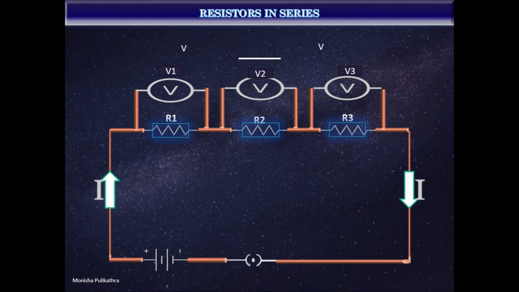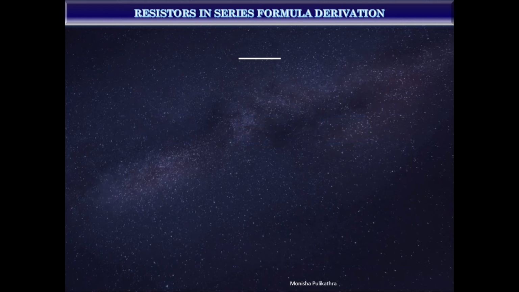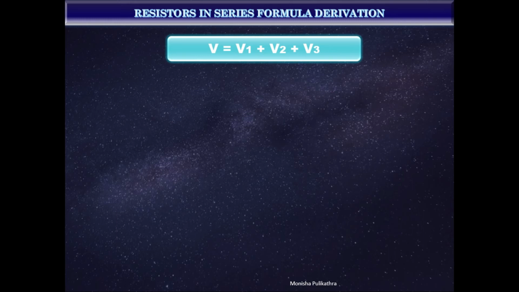Let's call them V1, V2 and V3 respectively. Even though the potential difference is different across each of the resistors, the potential difference V is equal to the sum of the voltages across the 3 resistors. That is, V is equal to V1 plus V2 plus V3.